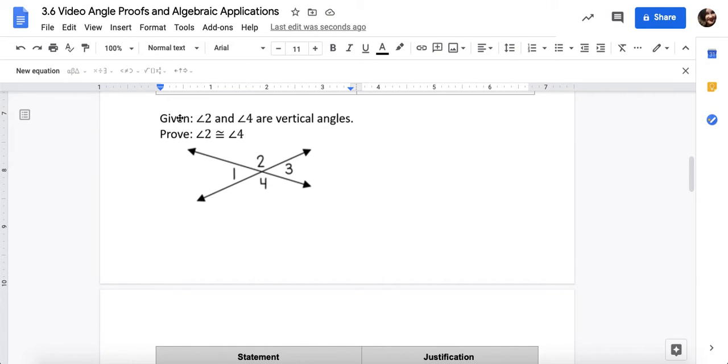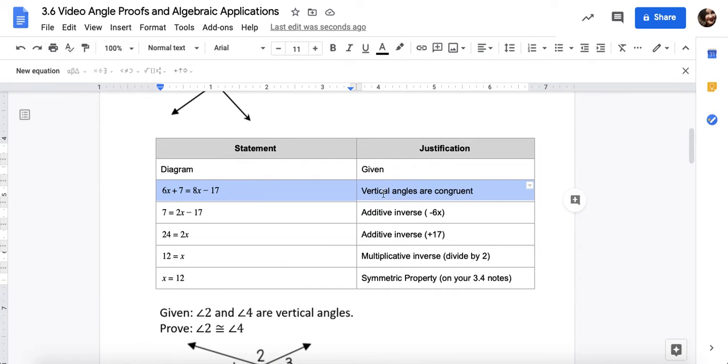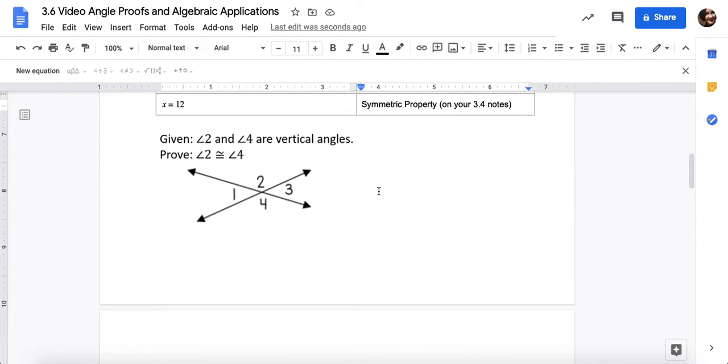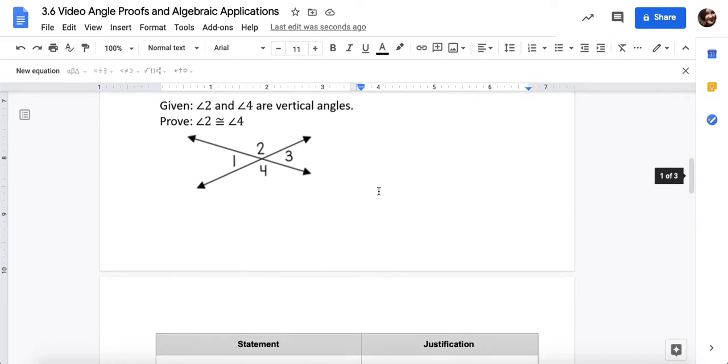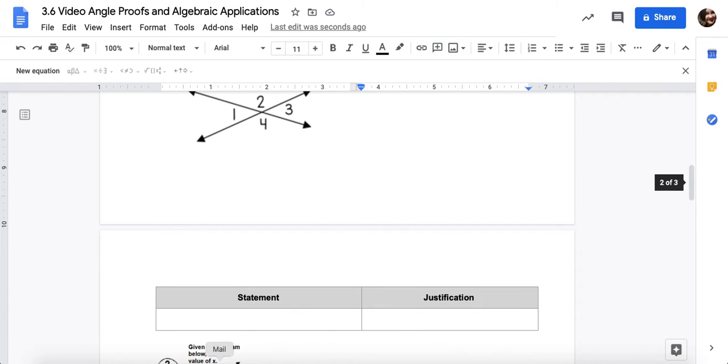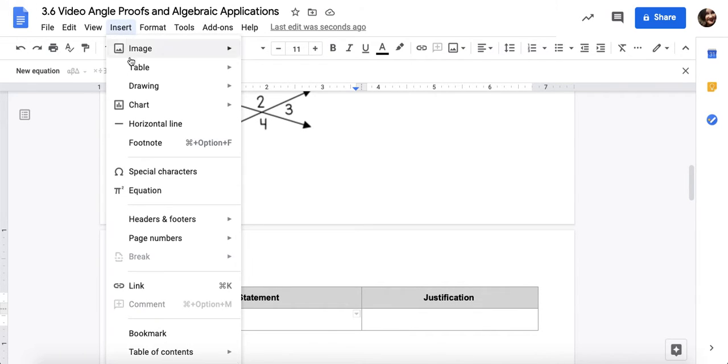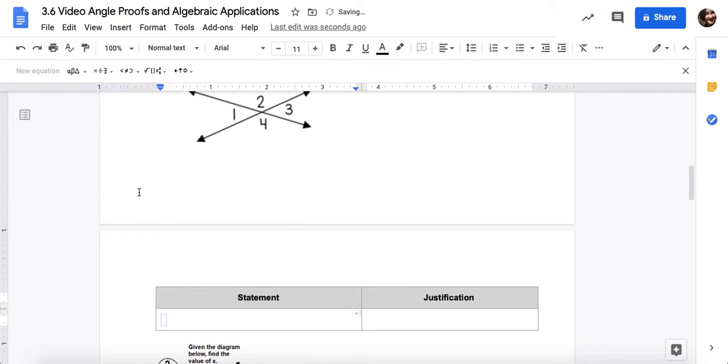Okay, the second one, it says we are given that angle 2 and angle 4 are vertical angles, and we want to prove that angle 2 equals angle 4. So we just used that property up here, but now we're going to prove it. So our first step is always to start with our given, and that's that angle 2 and angle 4 are vertical angles. You'll definitely want to insert an equation here.